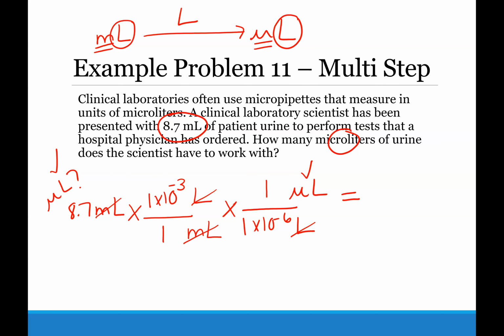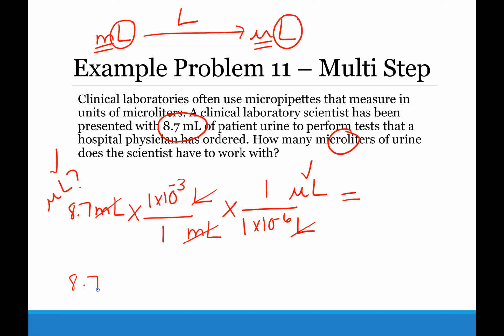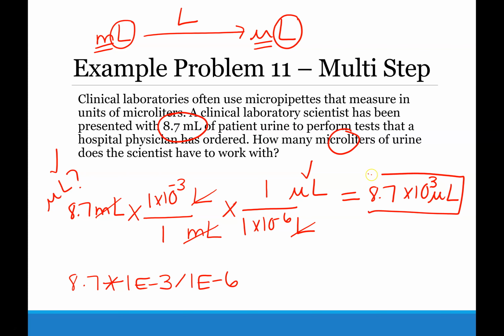So in our calculators, we would write 8.7 times 1 times 10 to the minus third divided by 1 times 10 to the minus 6. So 8.7 times 1 E to the minus third divided by 1 E to the minus 6. We're left with 8.7 times 10 to the third microliters of urine.